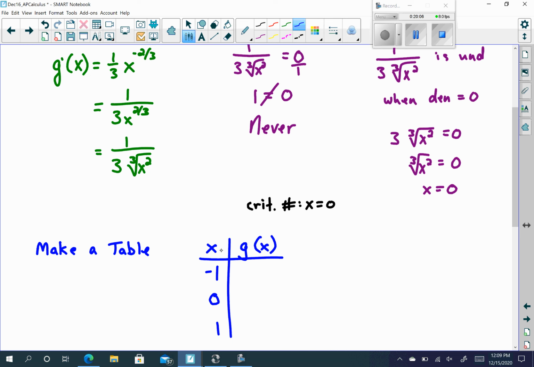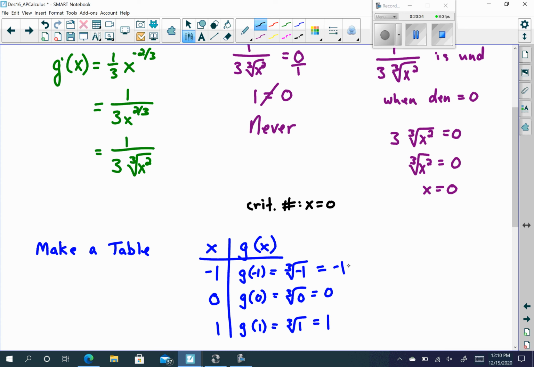So now if we say g of x was equal to the cube root of -1, which will give us -1. Let's write this in here as g of -1. Next we'll have g of 0 is equal to the cube root of 0, which is 0. Then we'll have g of 1 is equal to the cube root of 1, which is 1. So this is how we're going to phrase this. So clearly this is the lowest number out of the 3.